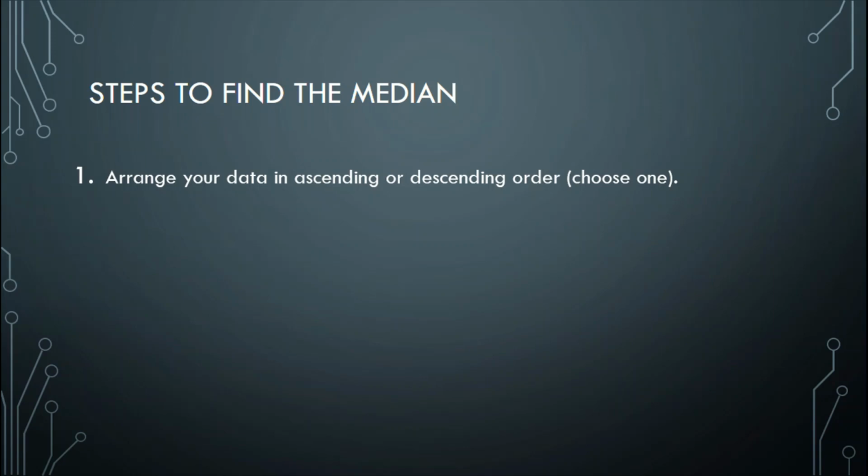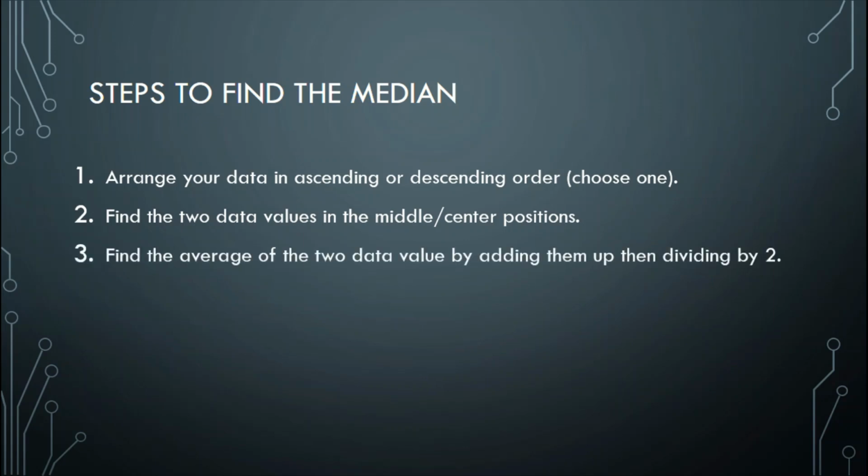1. Arrange your data in ascending or descending order. You should notice that you only need to choose one of these, so you can either decide to arrange your data in ascending order or in descending order. Secondly, find the two data values in the middle or in the center positions. In the case where the total number of data values is even, you will have two data values in the middle positions. So you have to identify which values these are.